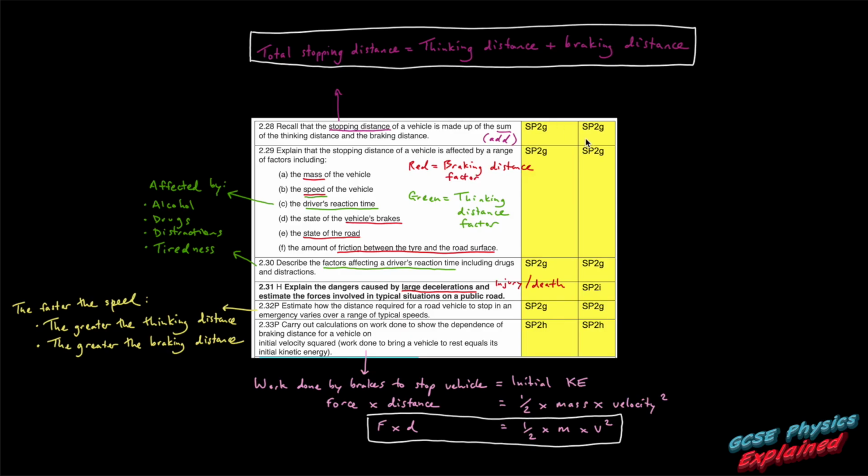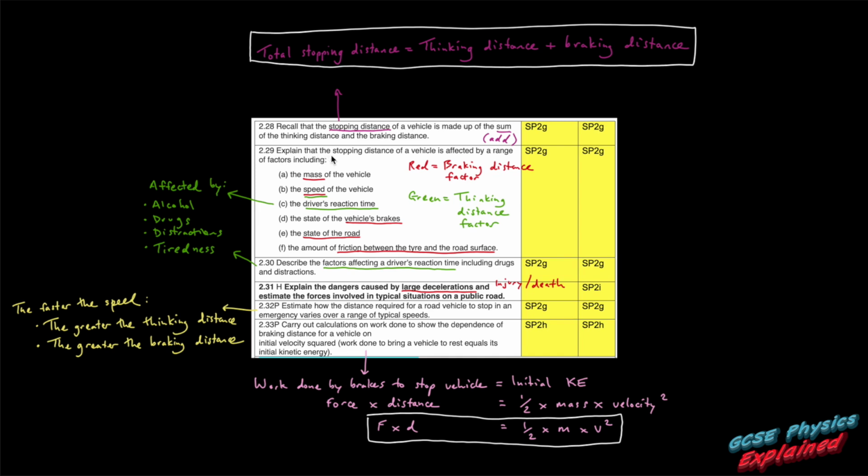Right, continuing with Unit 2, so from the book we're up to SP2G now. You should be able to recall that the stopping distance of a vehicle is made up of the sum, which means you add, the sum of the thinking distance and the braking distance. In other words, the total stopping distance equals the thinking distance plus the braking distance. Remember, the thinking distance is the distance that you travel while you're thinking about pressing the brakes during your reaction time, and the braking distance is the distance you travel once you've pressed the brakes.